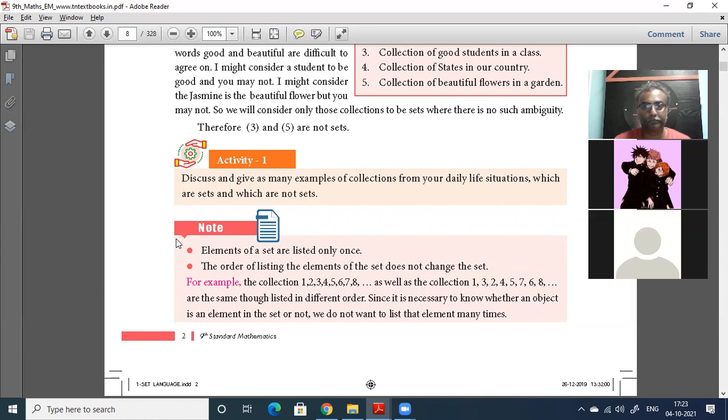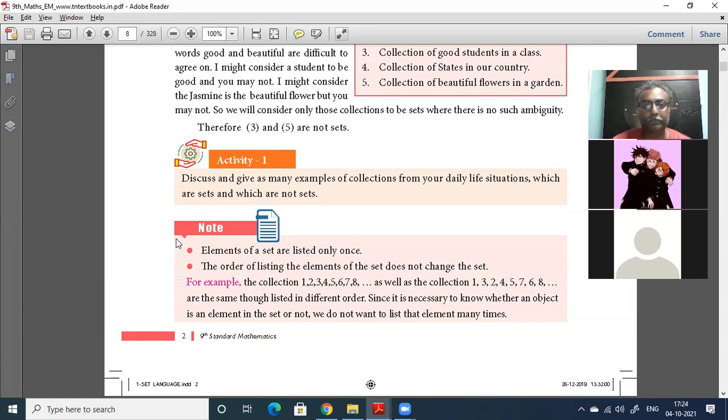Elements of a set are listed only once. That is very important. I am defining a set of numbers less than 10, and I am saying 1, 2, 3, 4, 1, 2, 5, 6, 10. Is it correct? No, uncle, you should do it only once. I am putting 1 and 2 twice, so it's not correct. That is a very common mistake that you will see. Every member of a set must be unique and must come only once. It must not repeat.